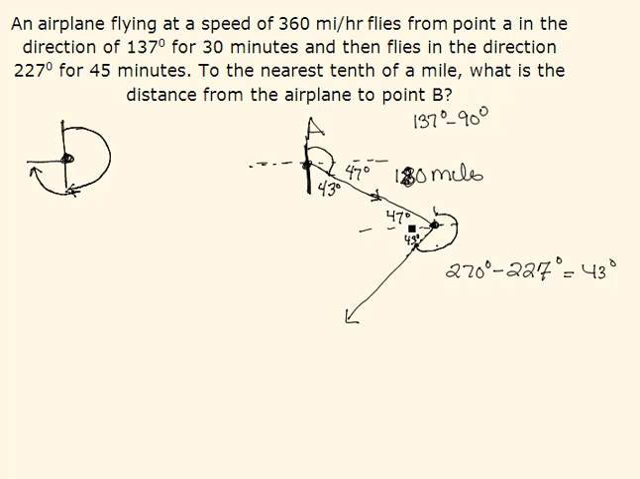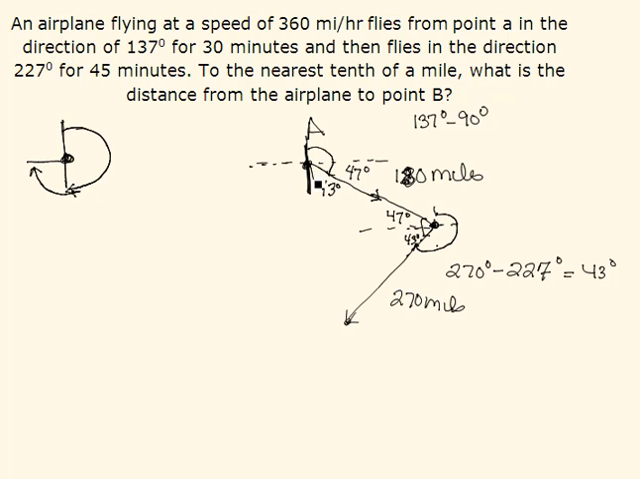Knowing that 47 and 43 indeed make that right triangle, this guarantees that we can use right triangle trig. If the plane flew for 45 minutes at a speed of 360, then we can figure out how far the plane flew in this direction by taking 3/4 of 360, or a distance of 270 miles.